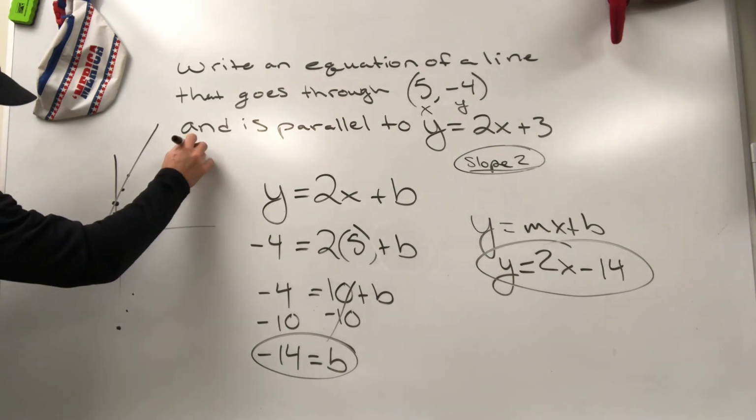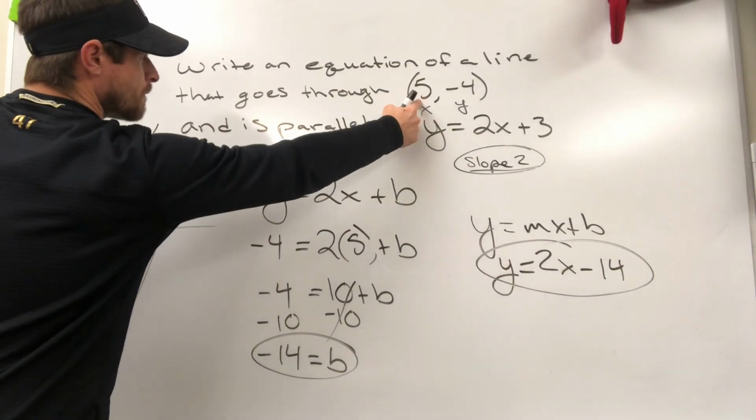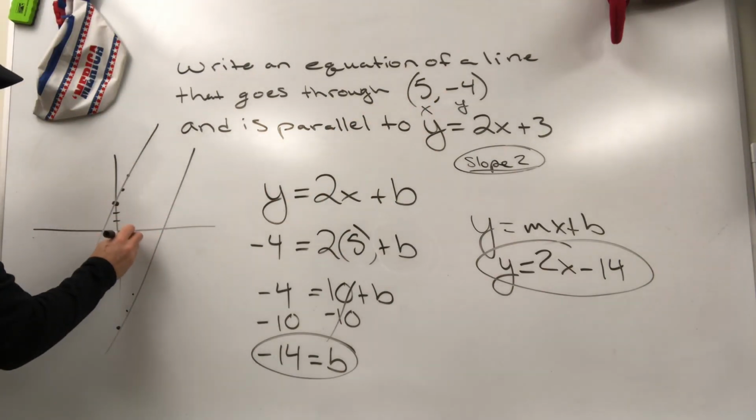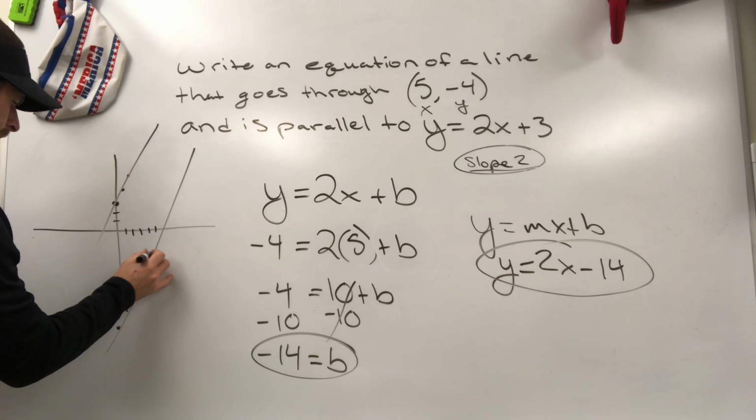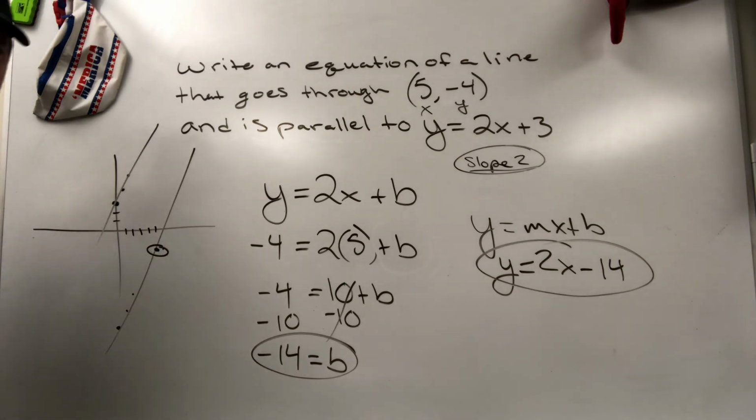Let's just see if this gets us somewhat close to where we think we should be. We're supposed to be going over 5, -4. 1, 2, 3, 4, 5, -4. Yeah, goes right around where we expect it to. (5, -4) would be getting crossed.